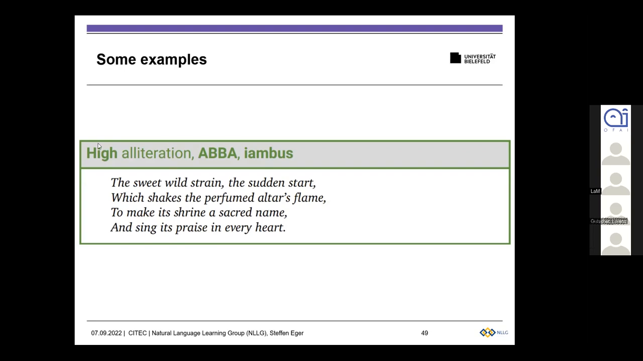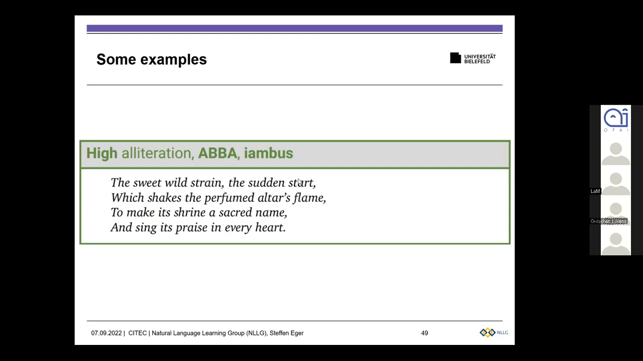So here, for example, we required the model to produce high alliteration, ABBA rhyme scheme and a Jambus for the meter. And I read out the poem to you. So it reads, "The sweet wild strain, the sudden start, which shakes the perfumed altar's flame to make its shrine a sacred name and sing its praise in every heart."